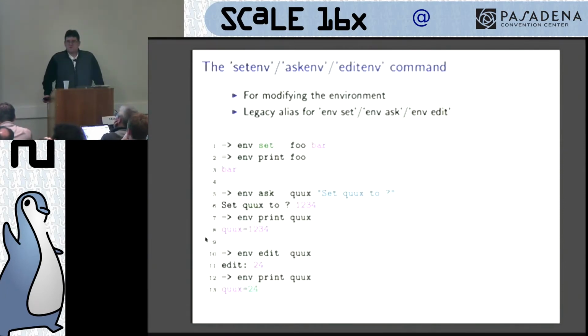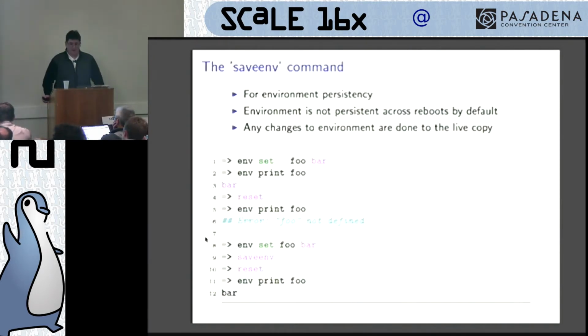Now, if you want to modify the environment, you can use setenv, just setenv, the name of the variable, and then the content, or envset, which is an alias for that. You can also use askenv if you want to poll the user for some information. And if you have some sort of long script in the environment, you can use editenv, move left and right in that script, and tweak it. Then when you hit enter, the environment variable will be adjusted. So you can use those.